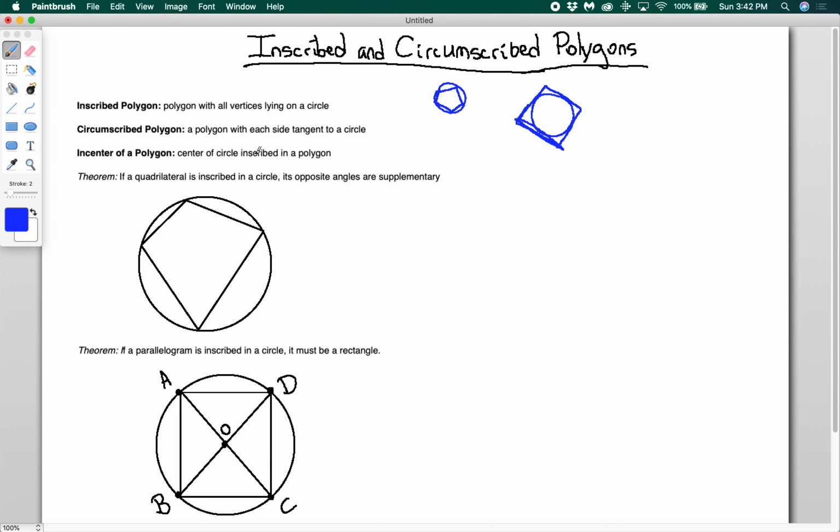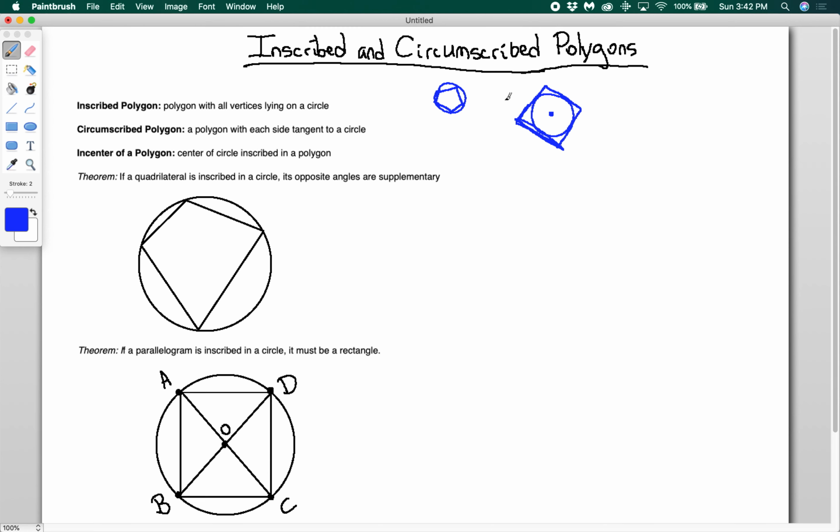An incenter of a polygon is the center of a circle that is inscribed in a polygon. So here, the circle is inscribed in a polygon. The center of the circle is called the incenter of the polygon. Okay. So there are two theorems regarding inscribed and circumscribed polygons that we're going to talk about today.